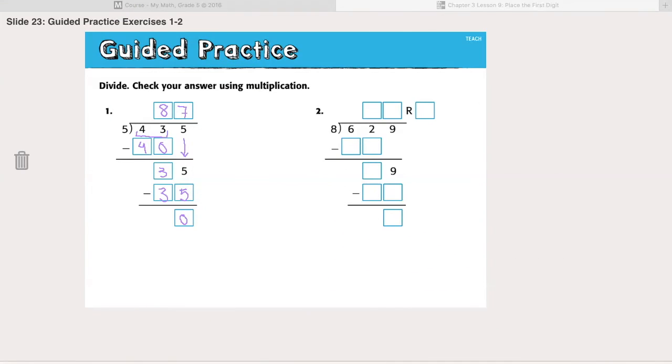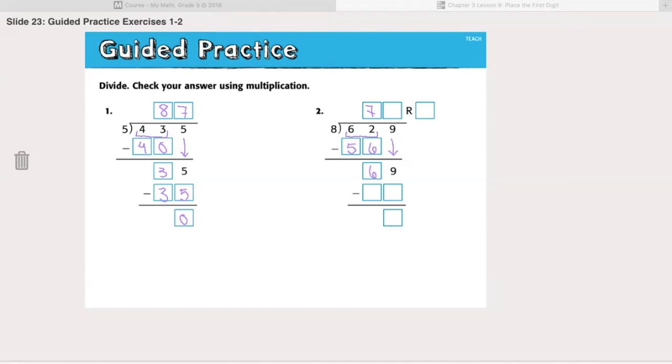Number 2, 629 divided by 8. The 6 in the hundreds place is not big enough to be divided by 8. So we need to regroup the hundreds place as 62 tens. 62 divided by 8 is 7. 7 times 8 is 56. 62 minus 56 is 6, and we bring down that 9.